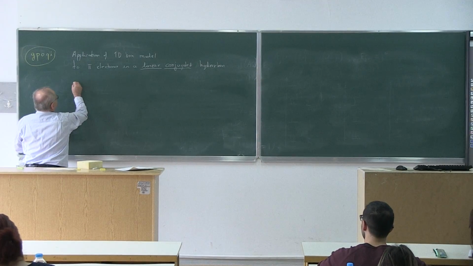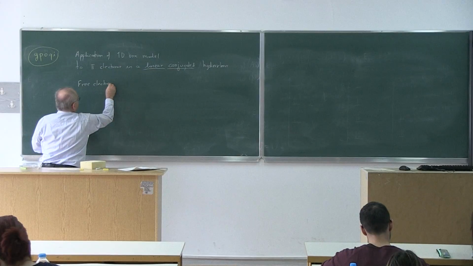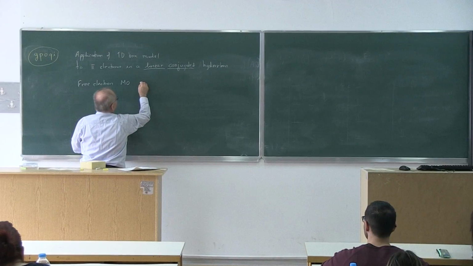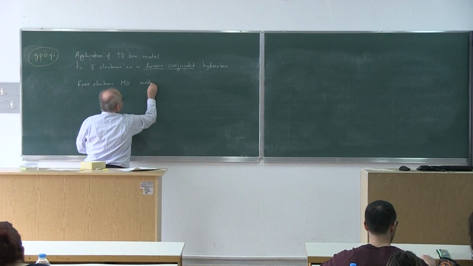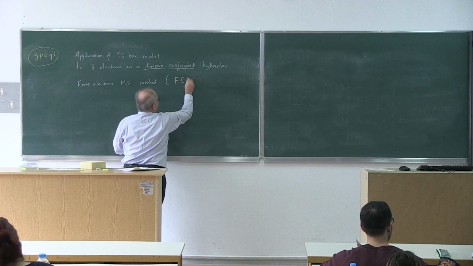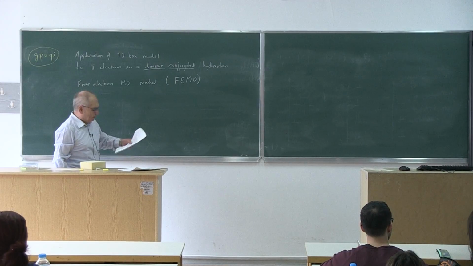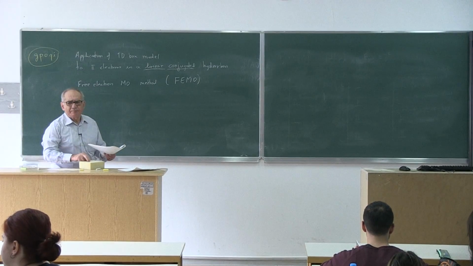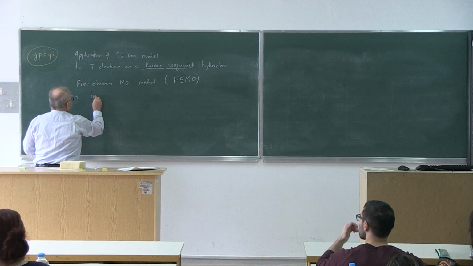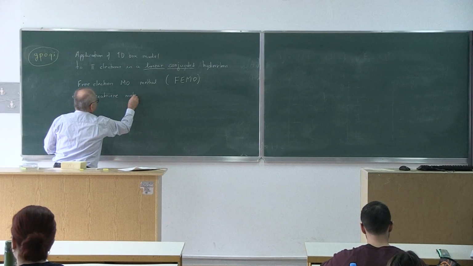This is called the free electron model. Free electron molecular orbital method. In short, FEMO, free electron molecular orbital. As an example, the hexatriene molecule.